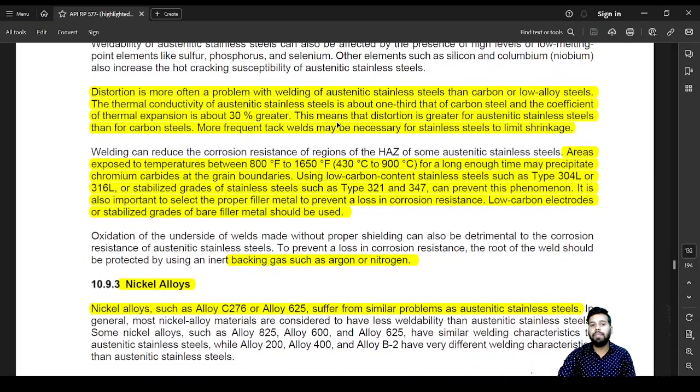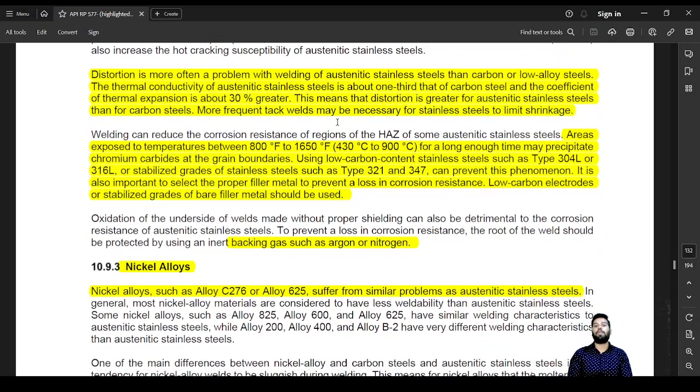Distortion is most often a problem with welding austenitic stainless steel than carbon and low alloy steel. Distortion is basically the changing of shape of metal after the weld has cooled down. The thermal conductivity of austenitic stainless steel is about 1/3 of that of carbon steel and the coefficient of thermal expansion is about 30 times greater. This means the distortion is greater for austenitic stainless steel than for carbon steel. More frequent tack welds may be necessary for stainless steel to limit shrinkage.